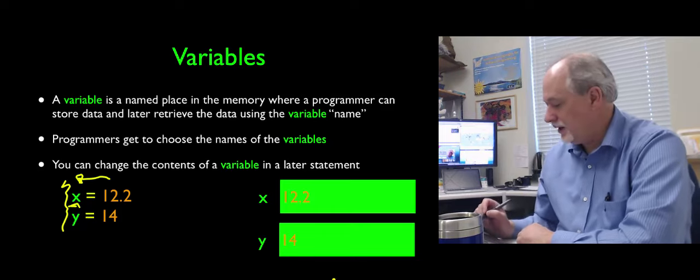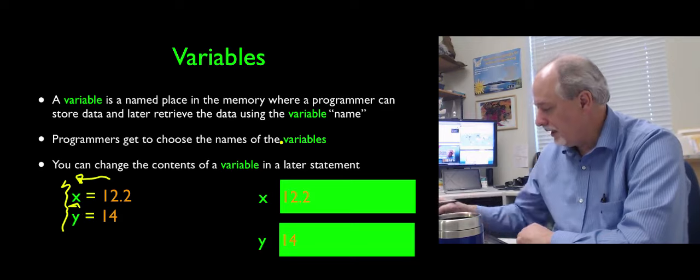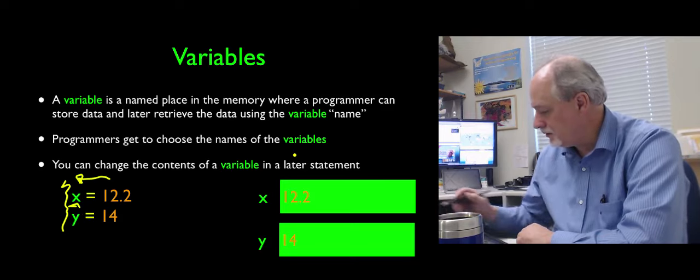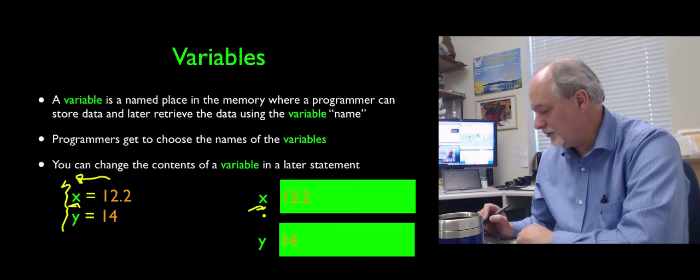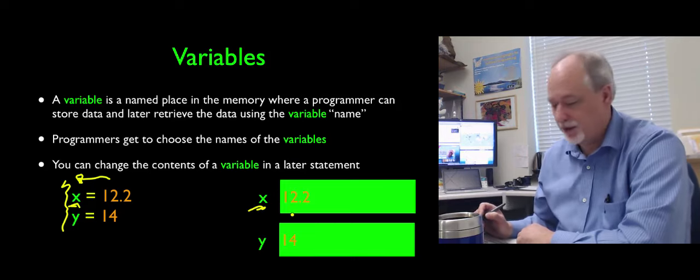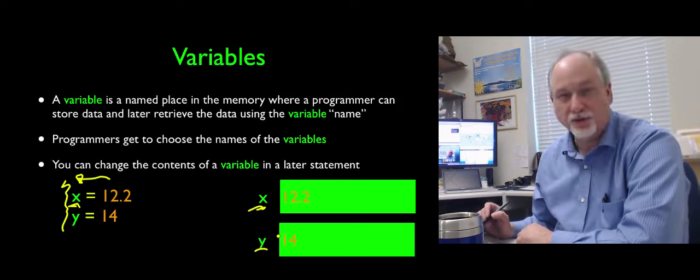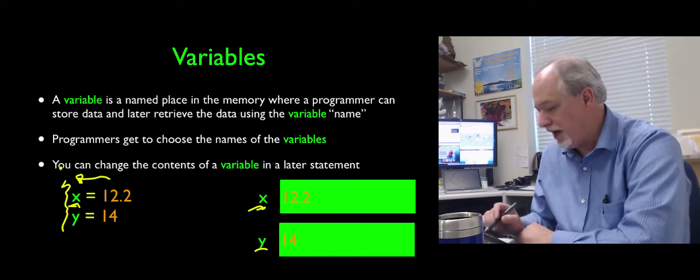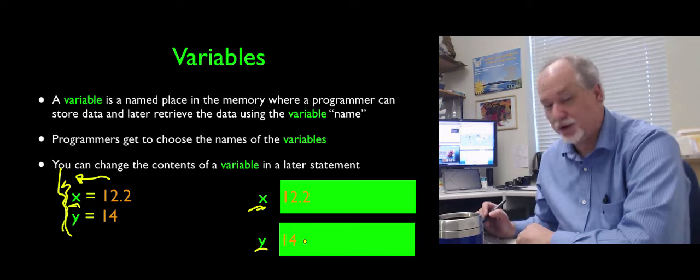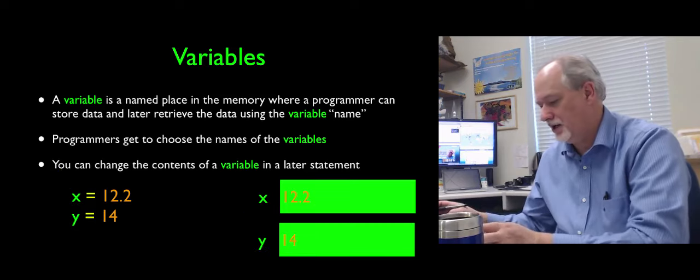That ends up with two little areas of memory. One labeled x, a little cell, like a drawer or something, and one labeled y. After these lines run, we have 12.2 in one and 14 in the other.